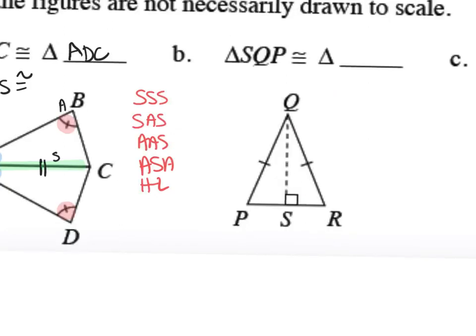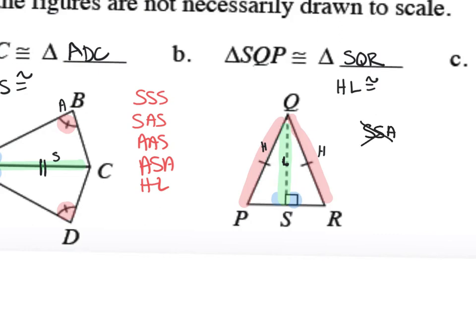Let's look at part B. Looking at part B here, I see that I have these 2 sides here that match up. I also have this right angle here, which tells me these triangles are right triangles. And then I see this shared side here. Because these are right triangles, this is the hypotenuse and a leg congruent. So I would know that by hypotenuse leg congruence, I could say triangle SQP is congruent to triangle SQR.